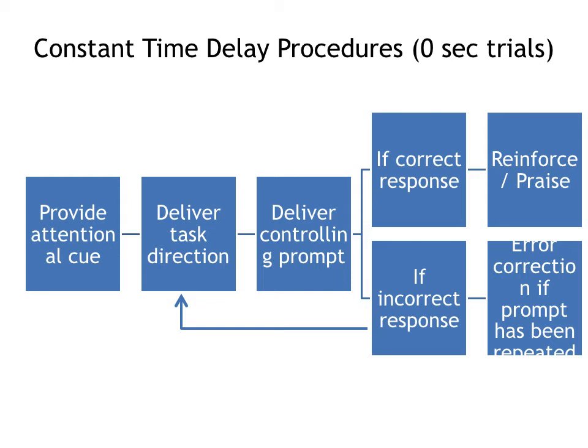Here's the procedure. After you deliver the task direction, you'll provide the controlling prompt right away. And then if the student makes a correct response, you'll praise the student. If the student makes an incorrect response, you will correct the error and the prompt will be repeated. So here's an example.